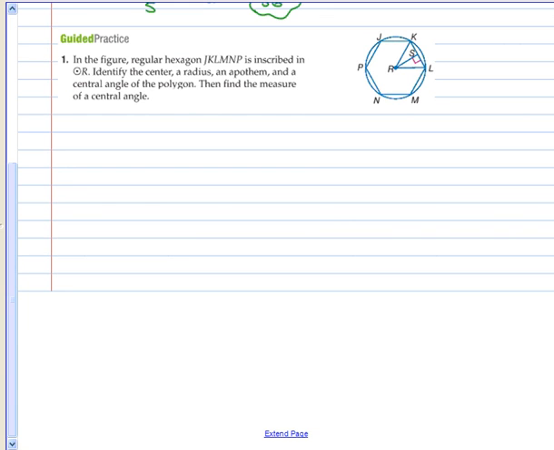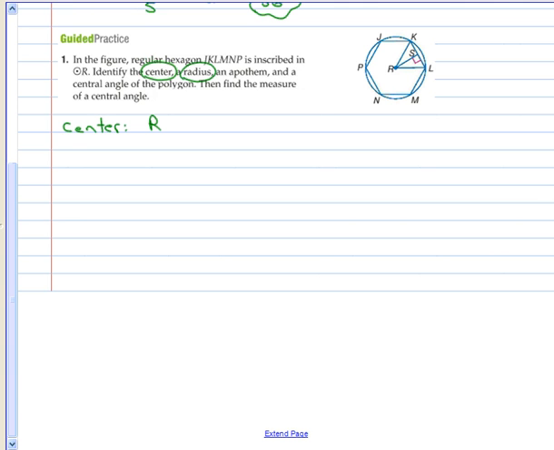In the figure, regular hexagon. Hexagon is what? Six-sided. JKLMNP. So JKLMNP, we just start around. Inscribed in circle R. Identify the center. Well, let's do that. Where's the center? R. So this isn't very hard. Point R, just a capital letter.